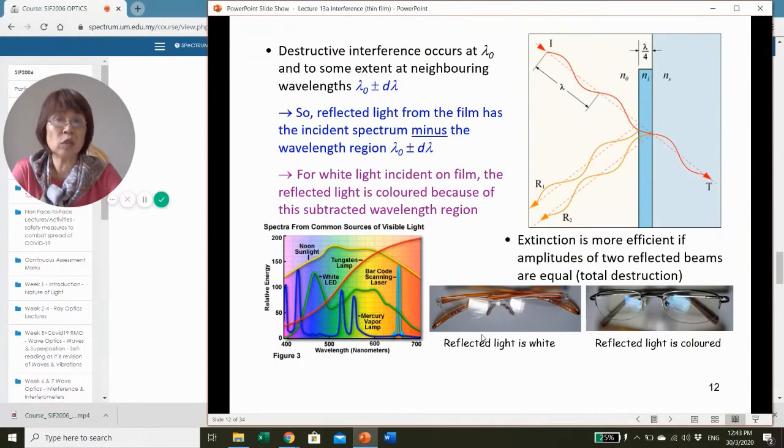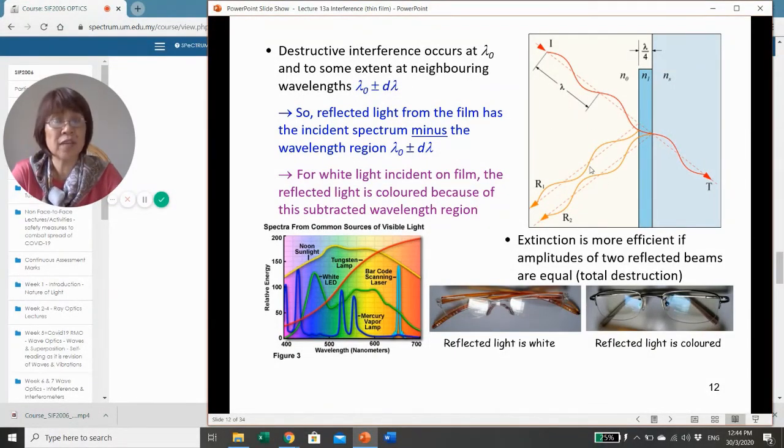And how would destructive interference occur? Well, if you look at this diagram here, we have the thickness of lambda over 4. So we have an incident beam, then you get a phase shift and a reflected beam R1 from the top layer. And then as it enters into the medium, you get another reflection from the bottom layer, R2. But these two beams are out of phase, so they cancel each other. And then you still have the transmitted beam that is able to pass through into the glass.